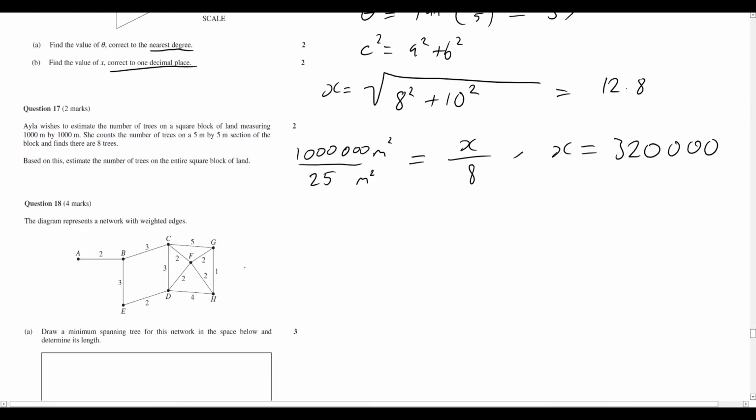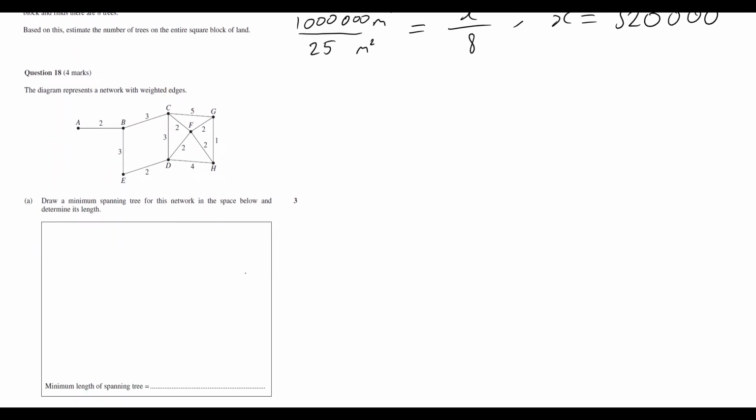All right, question 18. The diagram represents a network with weighted edges. So there's our network diagram here. So we need to draw a minimum spanning tree for this network in the space below and determine its length. So what I'd recommend doing right off the bat is going through and just drawing in all of our different vertices. Since it doesn't matter which paths we take, we will still need to draw in all of our vertices. And it will just save us a little bit of time in terms of the neatness of everything when we try to draw it out properly in a moment. Okay, so there's all of our vertices clearly labeled.